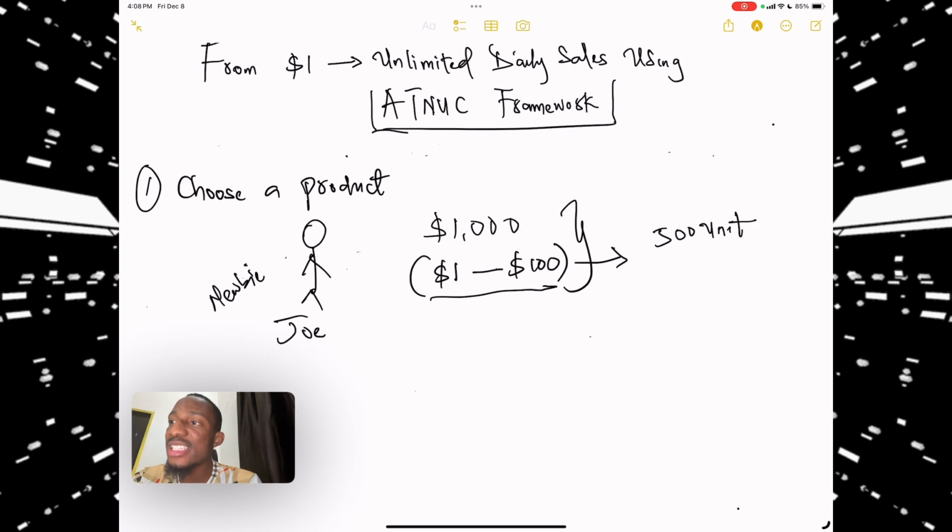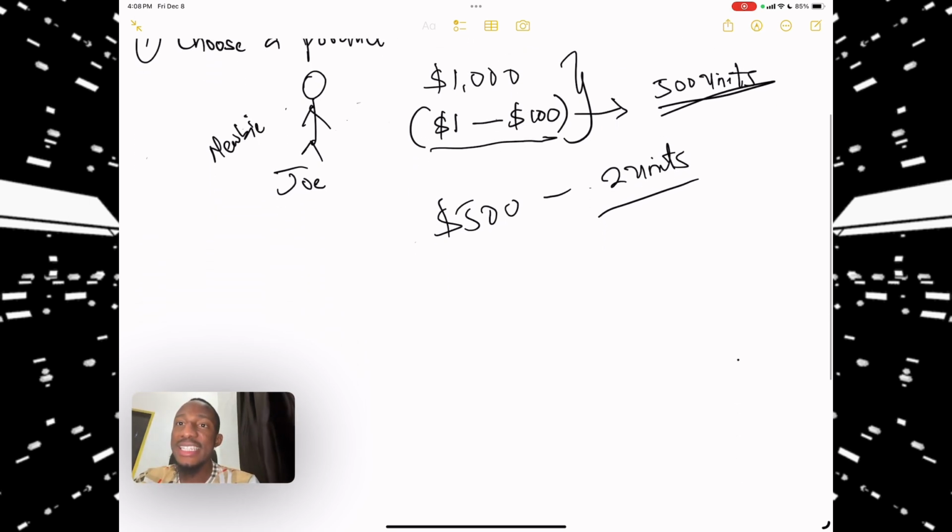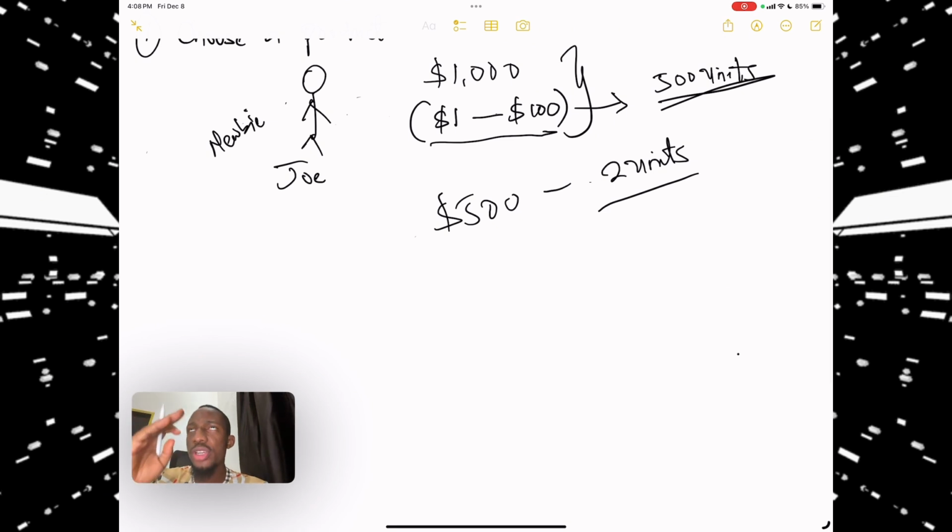And probably by the time you're doing this, someone who is a newbie trying to sell a $500 product is still struggling to sell 2 units, but you've sold 500 already. So it's always going to be like that. When you're choosing a product, it's not even just about the product. You want to check the product pricing.